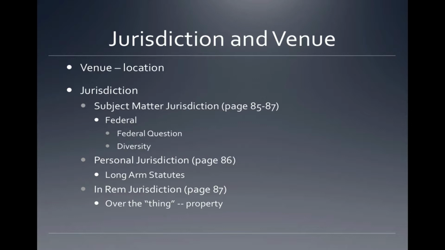The Mississippi court's not going to have personal jurisdiction over you to pull you in there for something that didn't happen there. In rem jurisdiction is jurisdiction over the thing or over the property. So maybe your issue is dealing with a house or a piece of property that is located in the state of Ohio. Then the courts of Ohio are going to have jurisdiction over that matter because the property is located in that state.